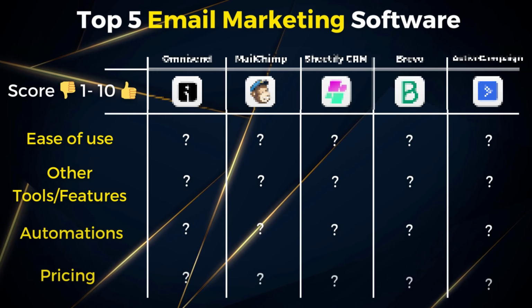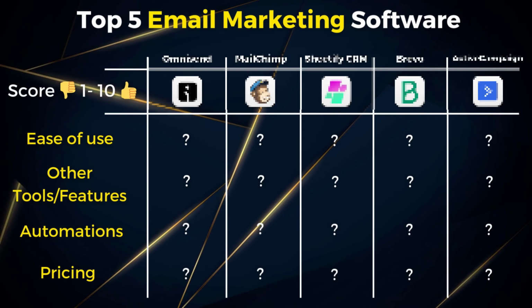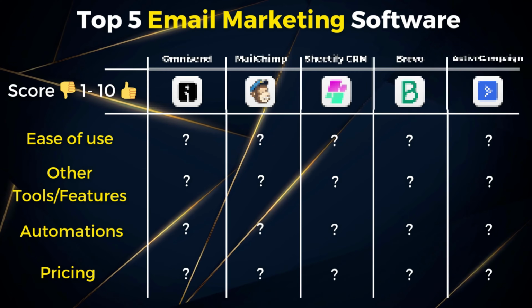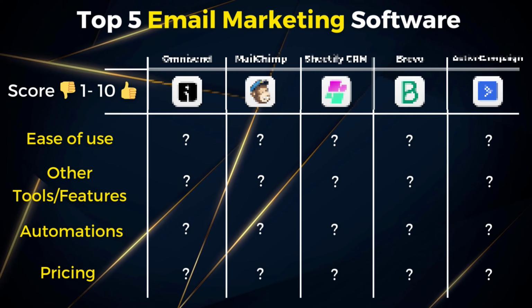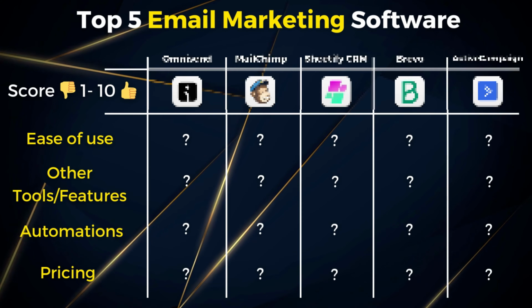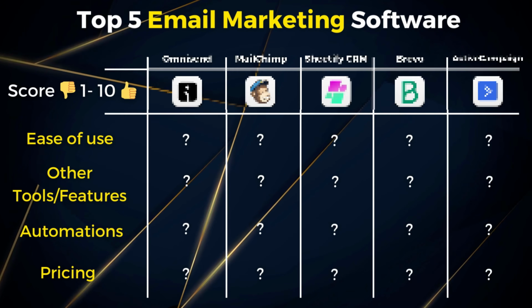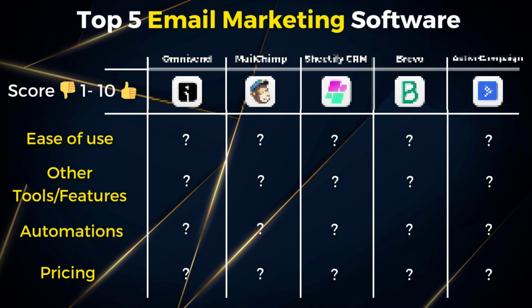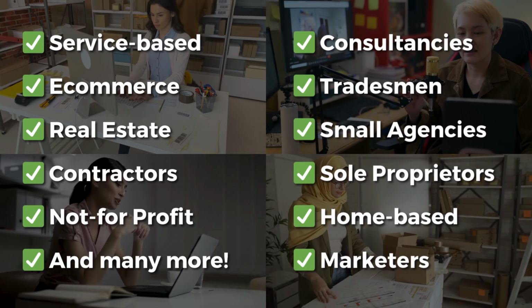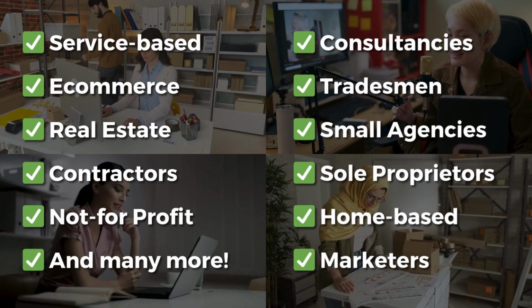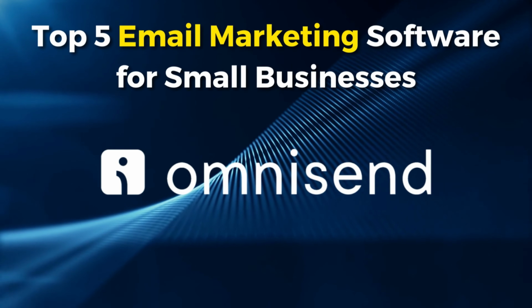Okay, so what exactly are we going to compare? Well, we're going to discuss ease of use, in particular when it comes to designing and sending bulk email campaigns. Then we will look at other important features like forms, multi-channel marketing, and of course automations. Following this, we will touch on limitations and pricing, and then the type of businesses I would recommend each marketing platform to. Okay, so with that covered, first on my list is Omnisend.